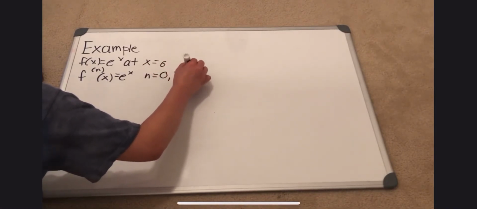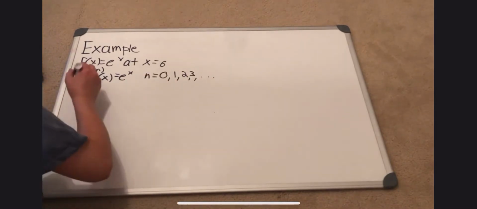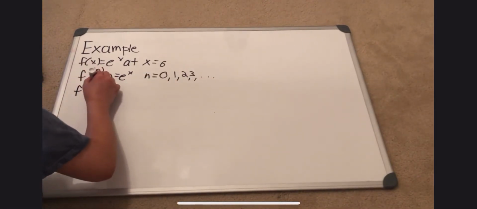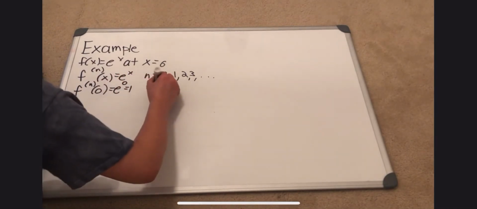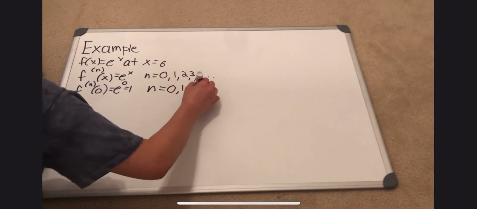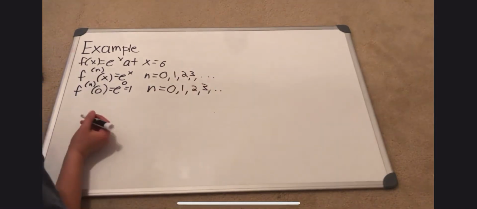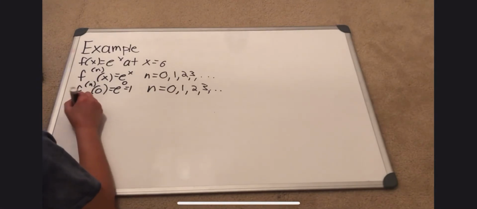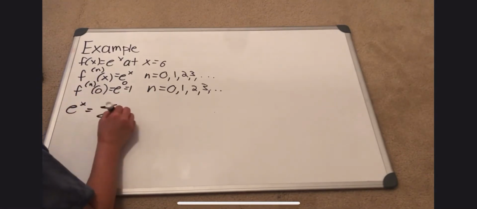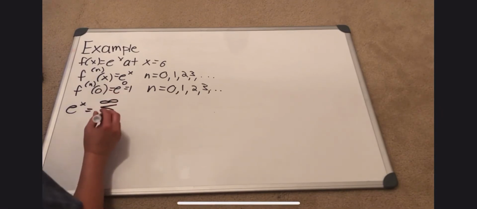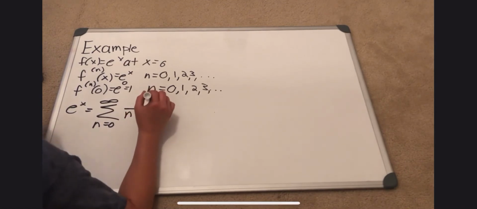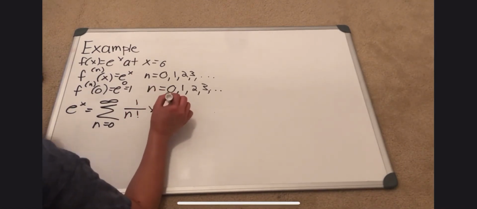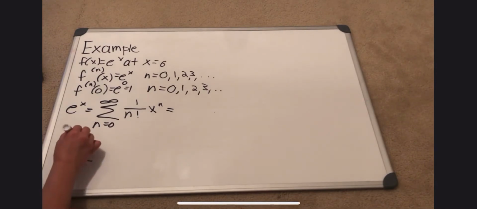So you first need to evaluate this for n equals 0, 1, 2, 3, and then you evaluate this function at 0, and you also get n equals 0, 1, 2, 3. So this means e to the x equals the summation of n equals 0 to infinity of 1 over n factorial multiplied by x to the n. And you can simplify this to the summation from n equals 0 to infinity of x to the power of n over n factorial.